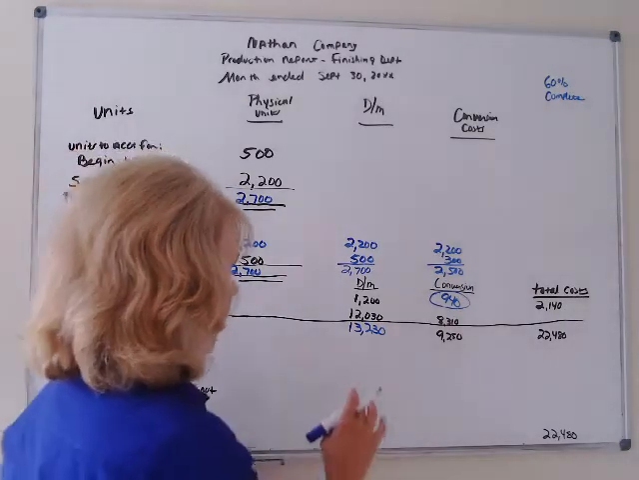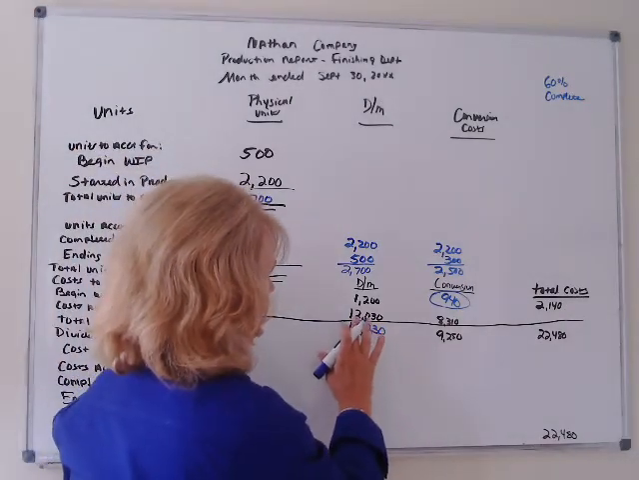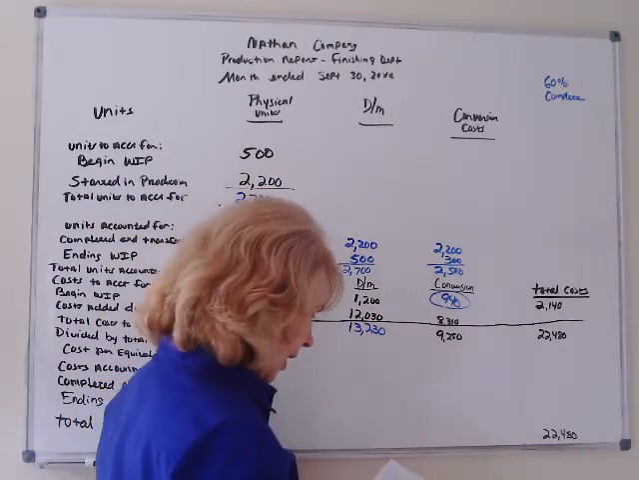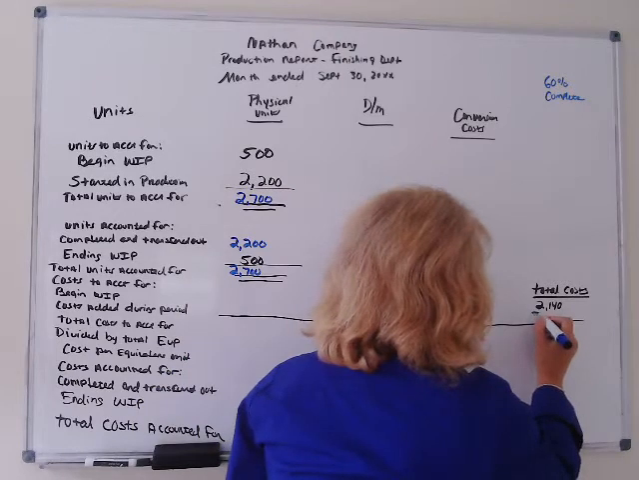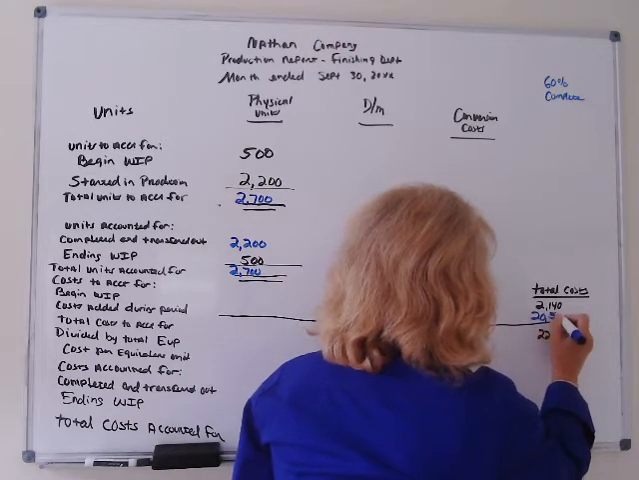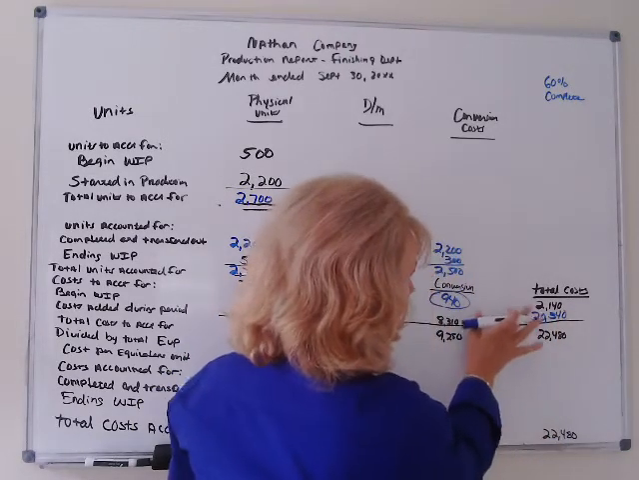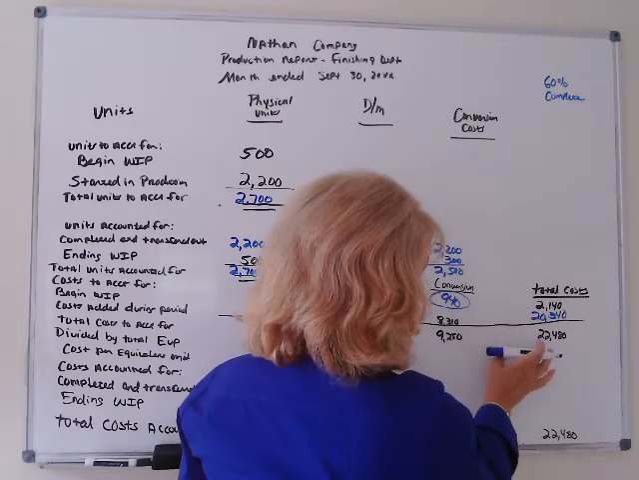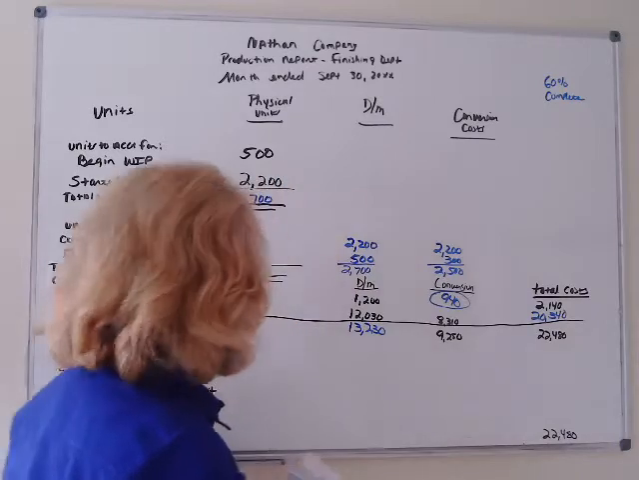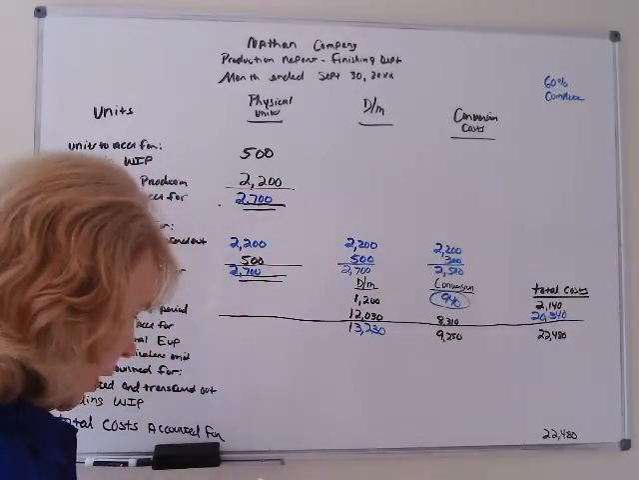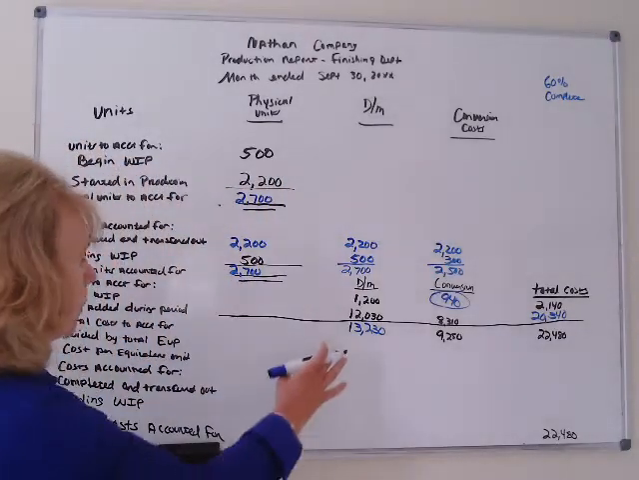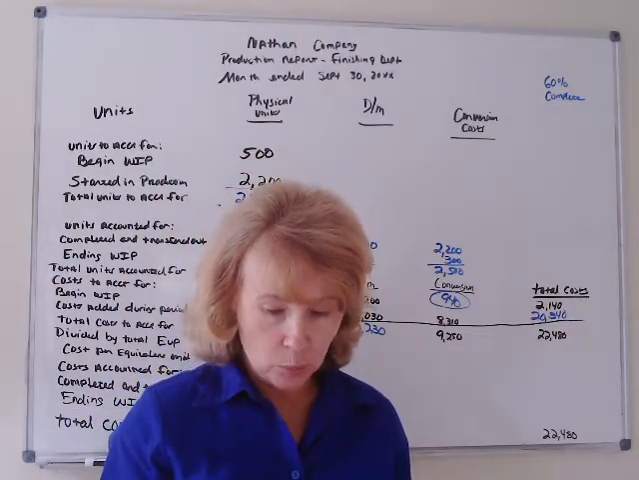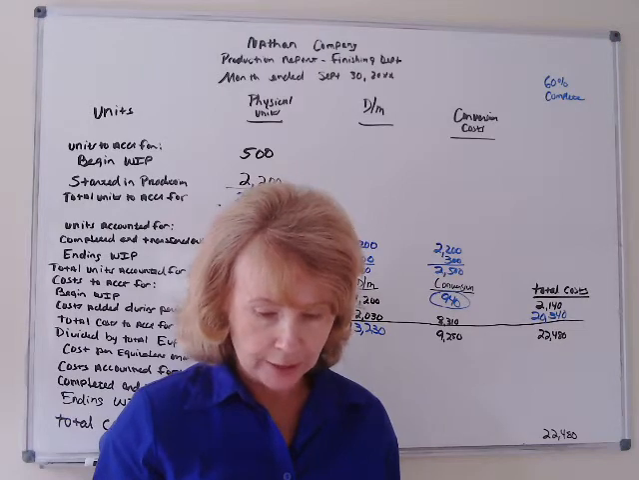Now we're going to total this across. We go 12,030 plus 8,310, and that gives me 20,340. I double check my math: 2,140 plus 20,340 better equal 22,480, and it does. Now, the next piece we have to figure out is not given anywhere in the problem, so we have to figure that out.